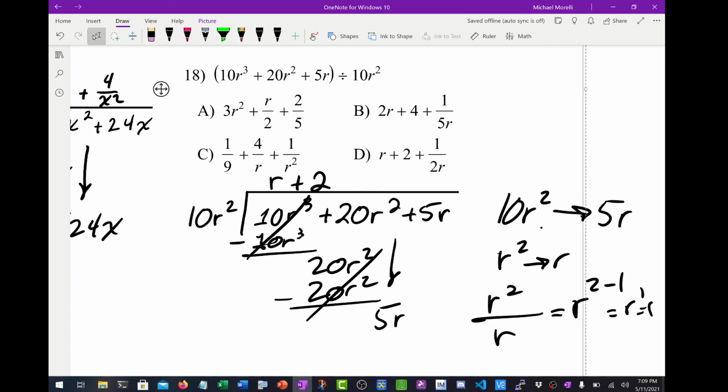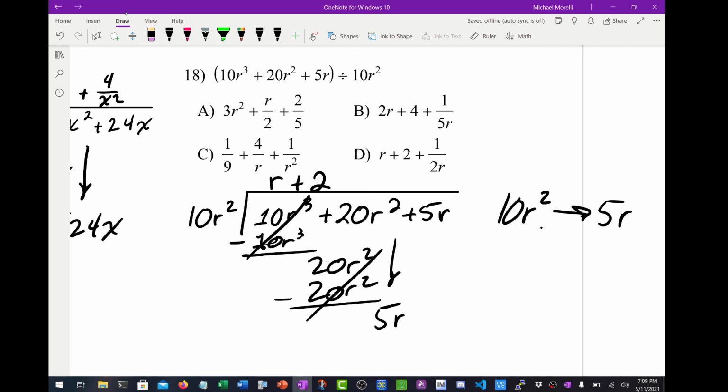Now I'm not going to be dividing by r, so instead I'll have r squared multiplied by 1 over r. It's the same thing as division, just multiplying by 1 over the thing you wanted to divide by to begin with. So let's bring it together now. I'm going to take 10r squared and multiply it by 1 over 2r. So 1 over 2r is the next term of my quotient. So we have r plus 2 plus 1 over 2r.